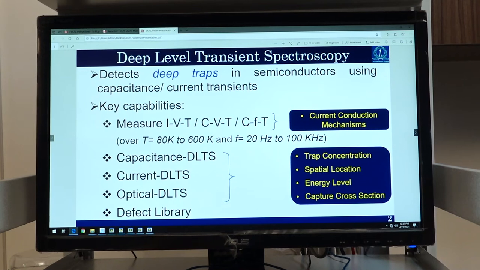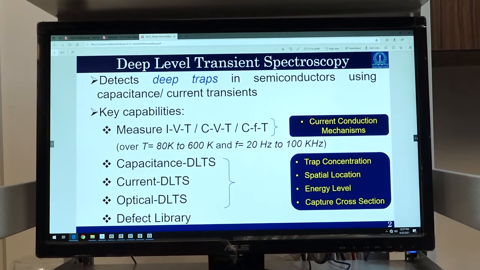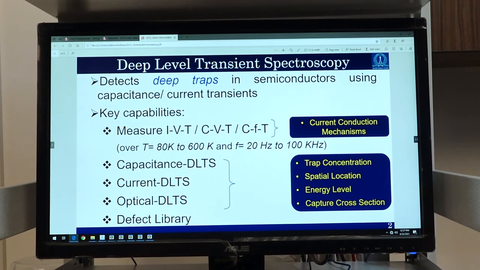Given the important role of deep level traps in determining the reliability of semiconductor devices, it is necessary to characterize them accurately and efficiently. In this lab, we use a setup called the deep level transient spectroscopy setup, which has the following key capabilities. The DLTS setup can measure current voltage and capacitance frequency characteristics over a wide range of temperatures, from 77 Kelvin, achieved using liquid nitrogen, to temperatures as high as 600 Kelvin. This tool can also access frequencies from as low as 20 Hertz to 100 kilohertz, which can therefore probe slower traps as well as faster traps.